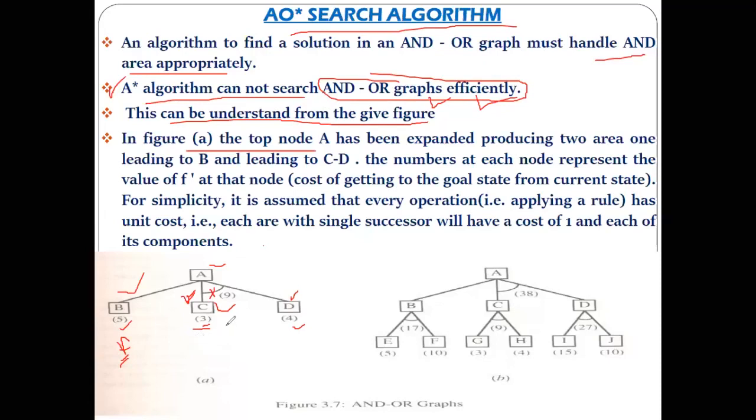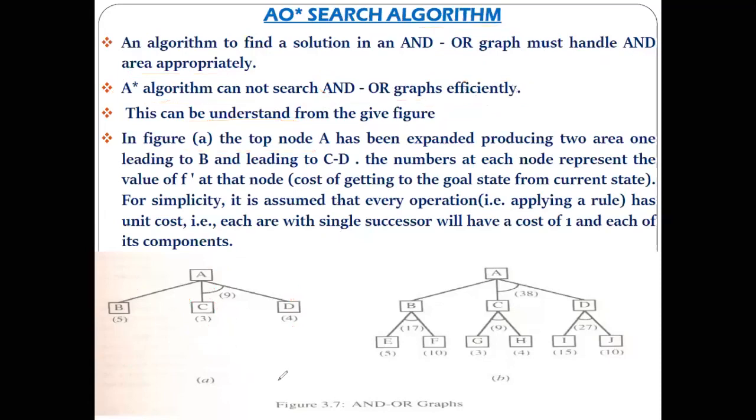Now consider one point. In the case of A star, we will mark here that A star gives us the solution that it must go to this particular C node. But when there is an edge, you have to choose this one also and this one also. Correct or not? Yes, sir. A star is choosing only this one according to the property of A star. That's why its value coming is three. But the appropriate way of searching the AND OR graph is different. Correct or not? Yes, sir.